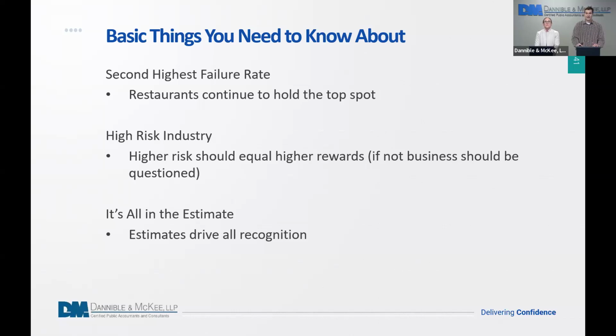I wanted to step back and take a high level overview of why this is so important. The construction industry has the second highest failure rate. Restaurants still continue to hold that top spot, but to understand where third parties are coming from, whether it be surety, insurance, or your lenders, this is why some of this is so critical. It's a high risk industry, and it's all driven on estimates.